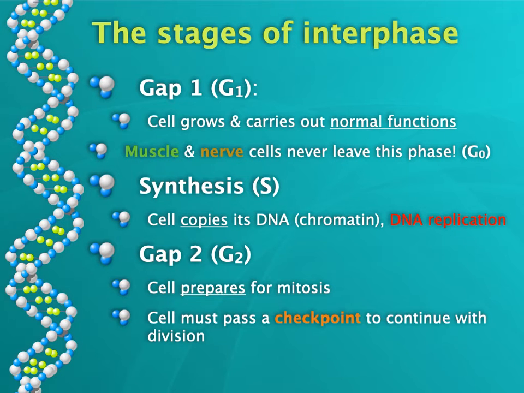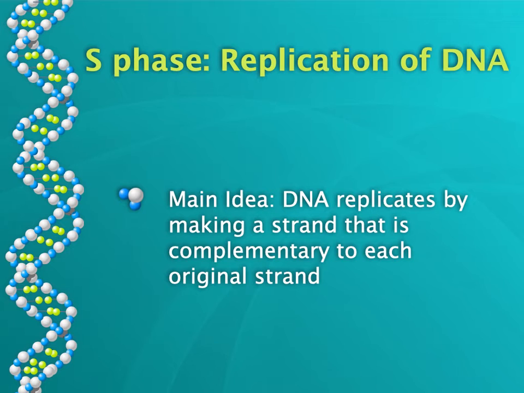Synthesis is when you make a copy of its DNA, and that's called DNA replication. And then we go to Gap 2, and the cell's preparing for mitosis. And cells have what's called a checkpoint, and you've got to have everything in order to pass this checkpoint to continue with cell division, because if it doesn't, then you've got cells dividing when you don't want them to, and that can be a very bad thing.